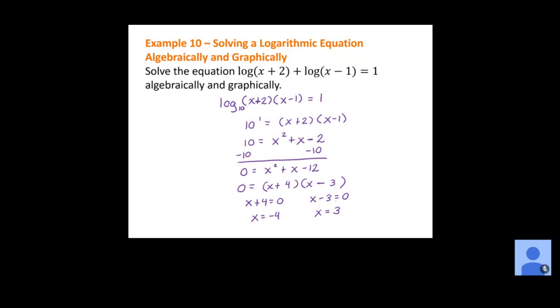Questions so far there? All right, let's take a look at the graph. And then we're going to come back to the algebra here. I want to look at the graph first.